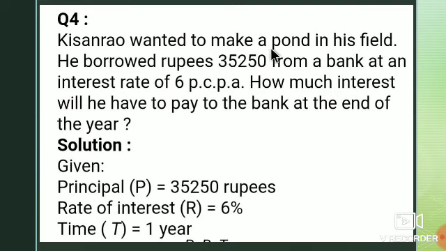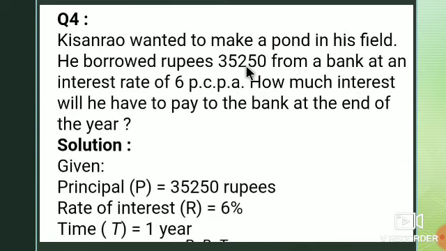Question number 4. Kisan Rao wanted to make a pond in his field. He borrowed rupees 35,250 from a bank at an interest rate of 6% per annum. How much interest will he have to pay back to the bank at the end of the year? Here only interest is asked. So we will find out the interest.